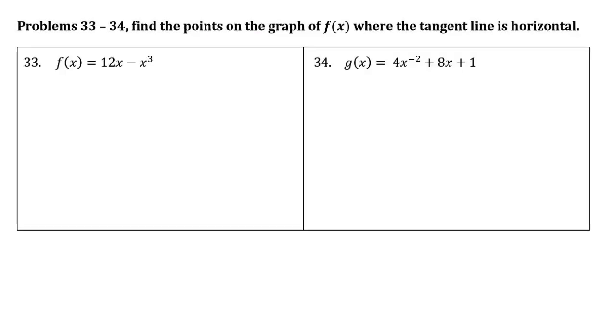All right, continuing the same type of problem, let's go through and find our derivative. So we need f prime at x is going to be 12 minus 3x squared. And we want to find the points on the graph where the tangent line is horizontal.